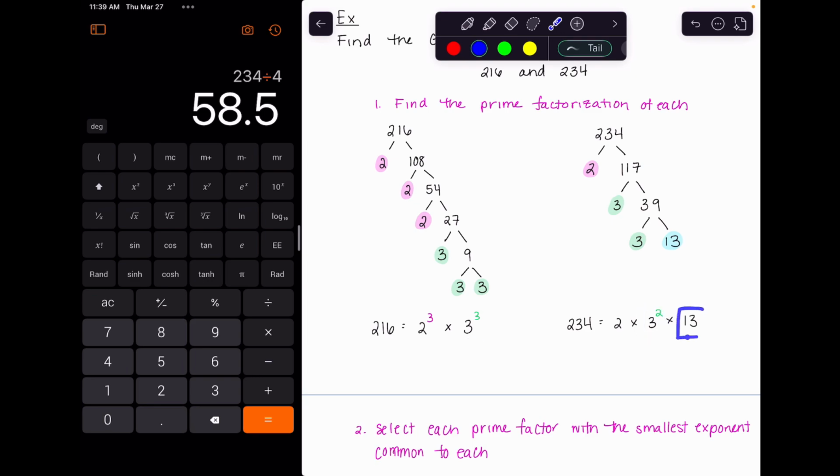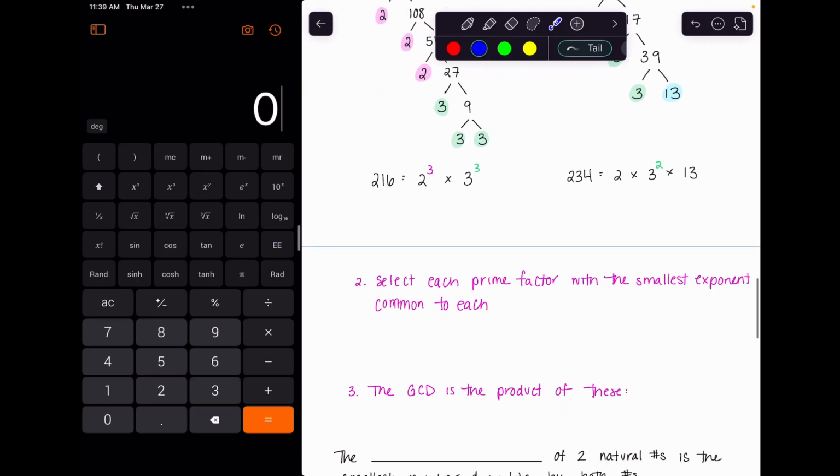And then I look at my last prime number, which is 13. I have 1 over here, but I don't have any over here. I really have none. So in this case, 13 is not in my greatest common divisor because 216 is not divisible by 13. You get a really nasty number, okay? So for each prime factor, we're going to select the one with the smallest exponent common to each.